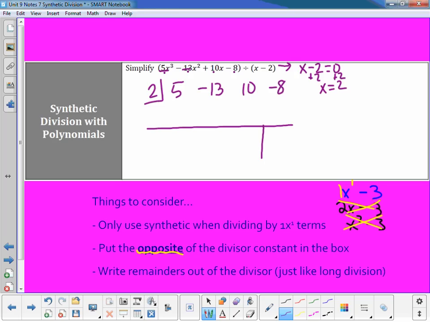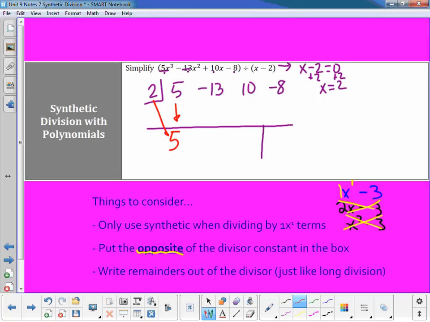And now you're probably looking at this going, what the heck do I do with that? Now we go to work. We do a lot of multiplying and adding here, okay? The first number is going to be dropped down and just stay the same. So 5 stays the same. And then I multiply, add, multiply, add, multiply, add.